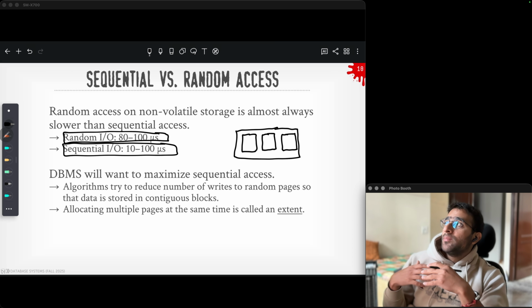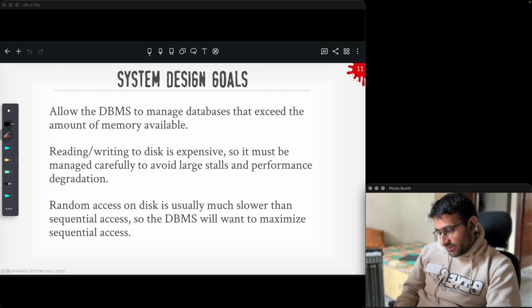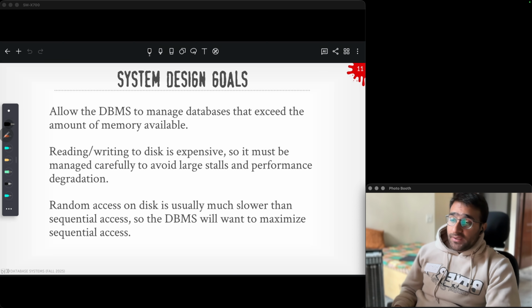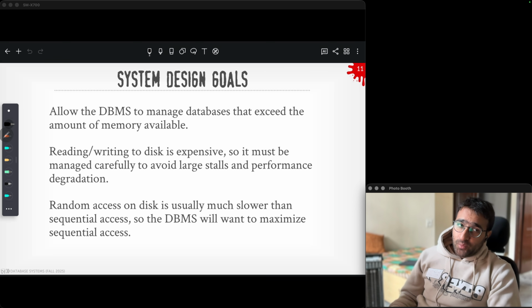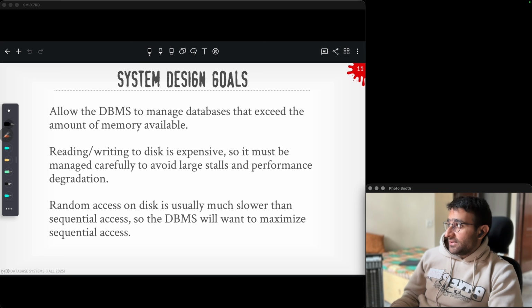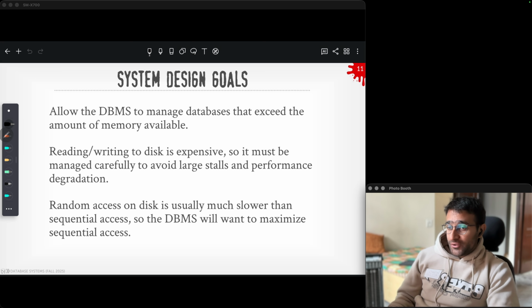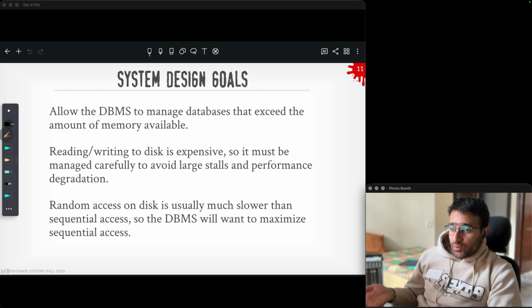Okay, so there are some system design goals here. Allow the DBMS to manage databases that exceed the amount of memory available. When Andy was referring to this, he referred to virtual memory as well, because that's what we do in operating systems, right? We are giving the illusion to a program that it has more memory than is actually available.